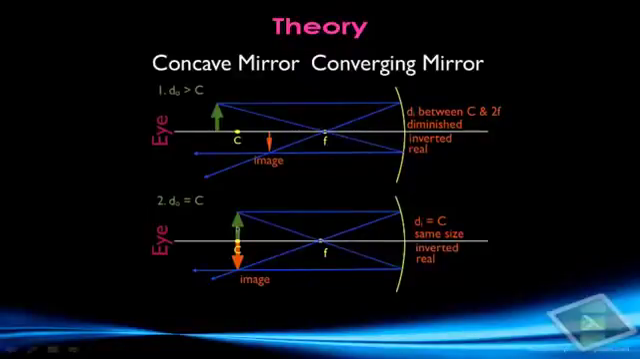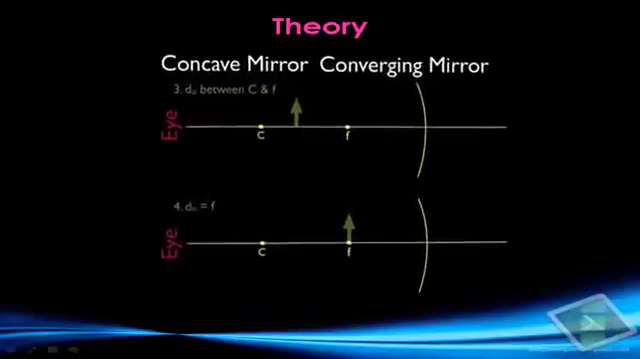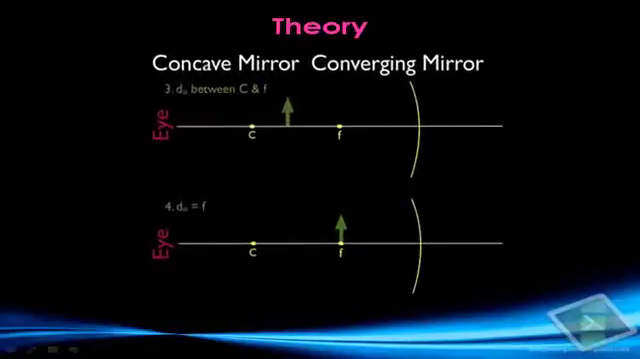Okay, so those two were basically drawn the same way. The third one, we're going to do the same thing again. Now we have moved the object so it's between C and F. So I pick up my nice sharp pencil and my straight edge. I draw my first ray going in parallel, coming out through F. It must go through this point.